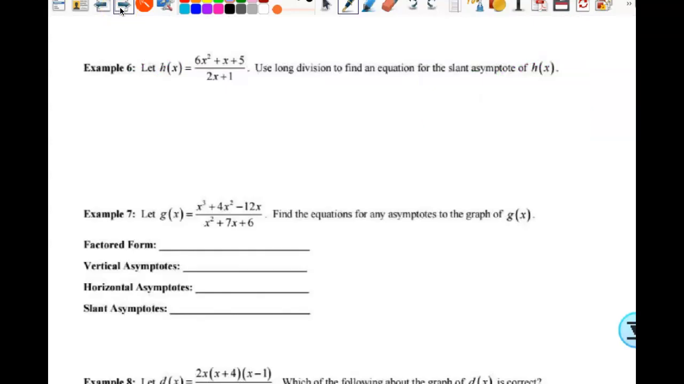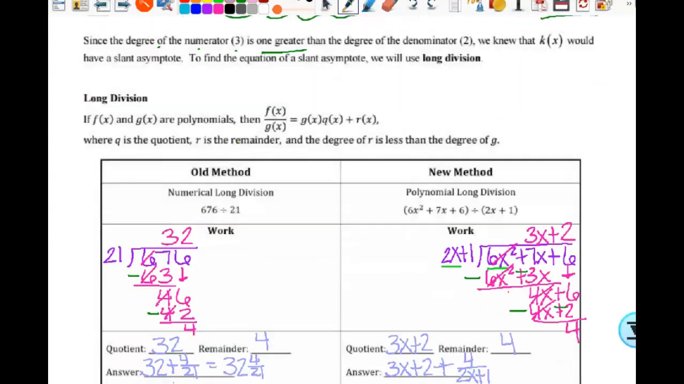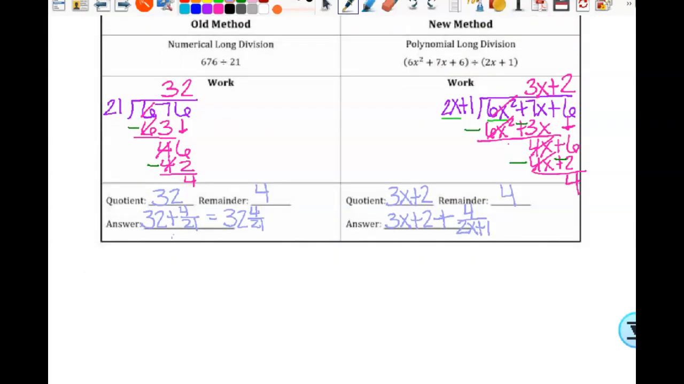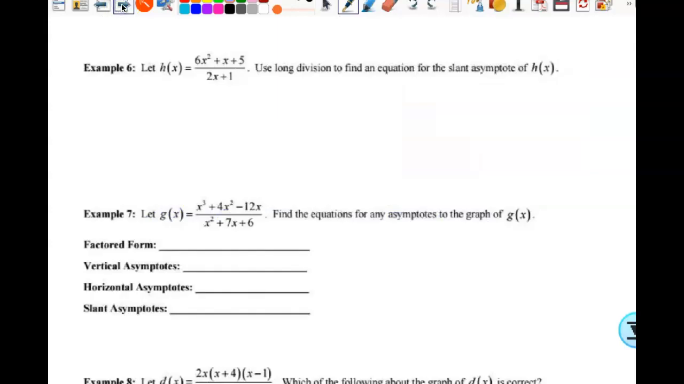All right, so then on example 6, it says, use long division to find an equation for the slant asymptote h of x. So this is my division, this is my actual answer, just straight up long division. If I was doing this to find the equation of the slant asymptote, do I use this entire thing here? No. What do I do with the remainder? I leave it out and just ignore it. So that means I don't even have to finish the whole thing. So I want you and your crazy good long division skills to go ahead and find the equation for the slant asymptote in example 6. You can do it.